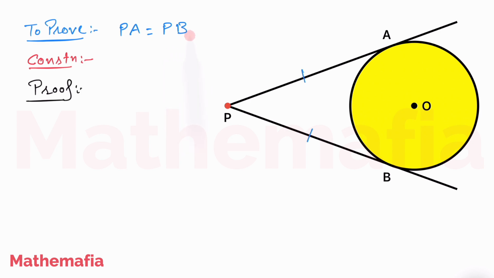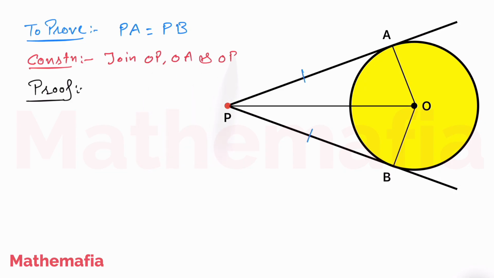Now to prove it, we are going to use the concept of congruent triangles. So we need two congruent triangles, and for that let's do one thing. Let's join O and P. Let's join OA and let's join OB as well. So our construction is join OP, OA and OB.